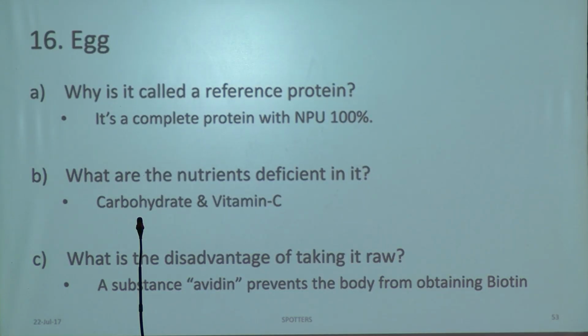NPU, if it is 50 for wheat, for egg it is 100%. Okay, and what are the nutrients deficient? Carbohydrate and vitamin C. What is the disadvantage? A substance called avidin. And how to counter it? Can anyone answer?